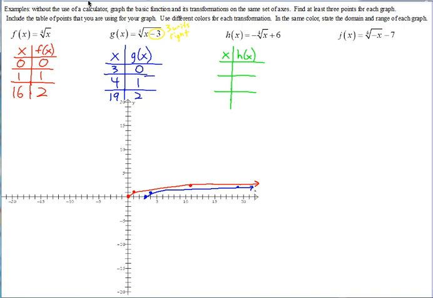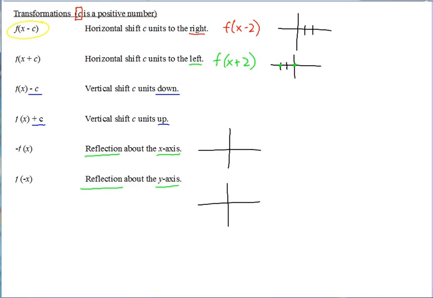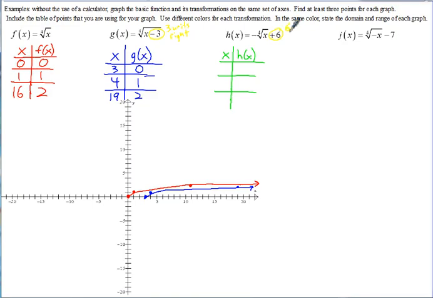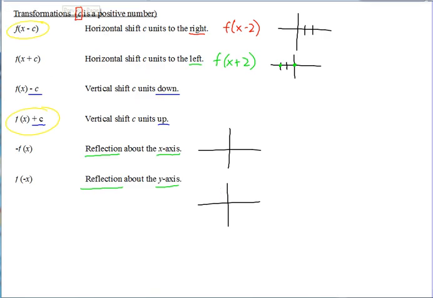Notice, one, it has a +6 on the outside. Notice this is not on the inside like the last one was. On the outside of the radical. So when it's on the outside, that's a shift up or down with plus. See, that's a shift up. Like that. So that's 6 units up. That's one of the transformations. But that's not the only one. Notice there's also a negative out in front of the fourth root. So that's going to be a reflection, and when it's out in front, like this, that's a reflection about the x-axis.